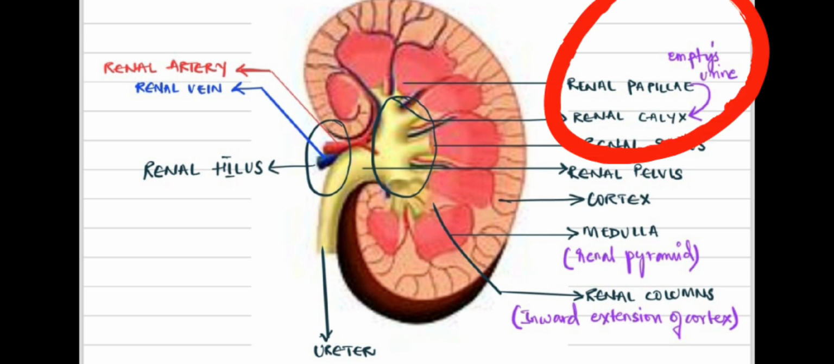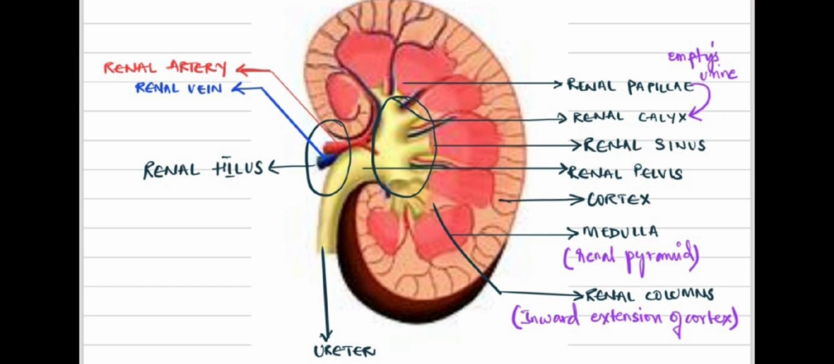This empties urine into the renal calyx. From this it goes into the minor calyx, then to the major calyx. Then all these together will empty into the renal pelvis. From this, the urine then comes out through the ureter.